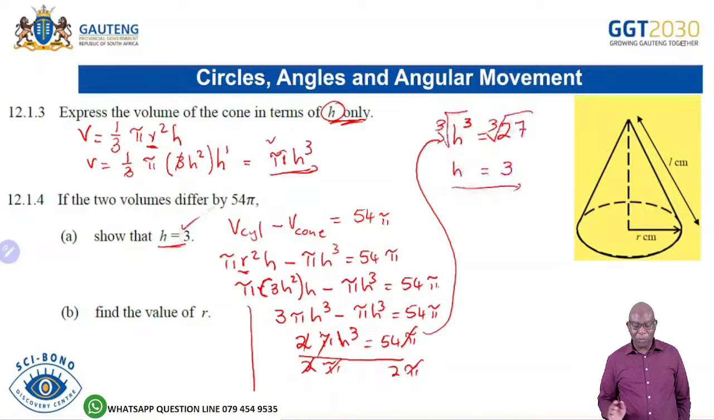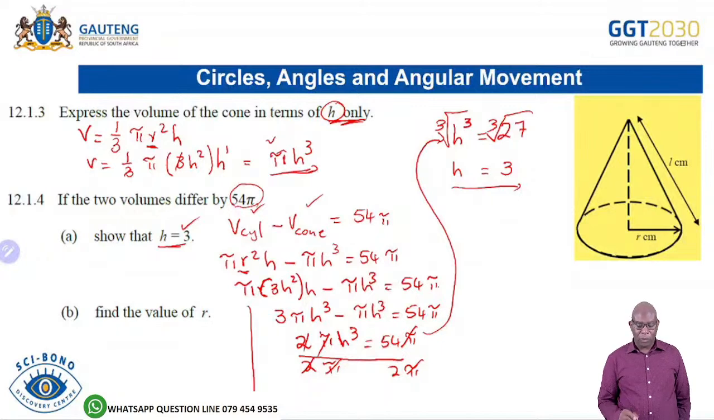And see, the questions where the answers are given are a bit of a challenge, I know, because you work it out and then from there you make a mistake, you don't get the 3, and then you sit on that question because you're looking for the value of h to be 3. Please make sure that you go back and check where you made a mistake, then you rectify that mistake. Okay, so the value of h there, because they say the two volumes, the volume of the cone and the volume of the cylinder, they differ by 54 pi.